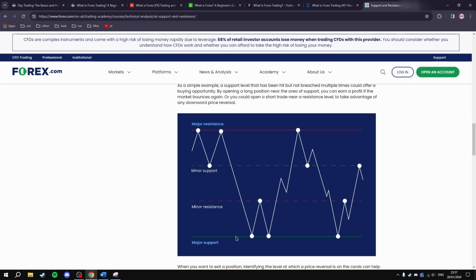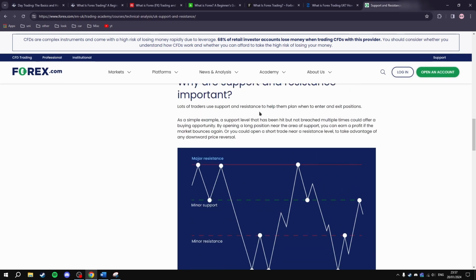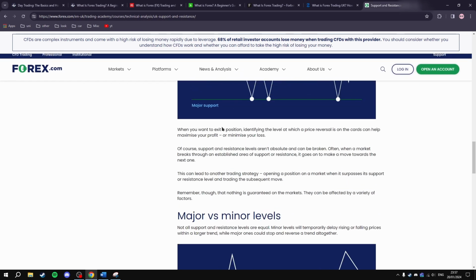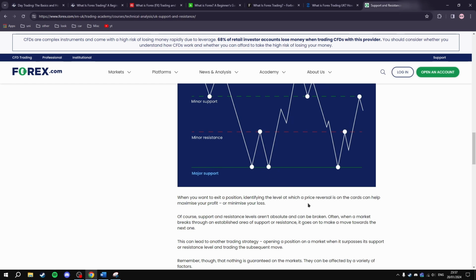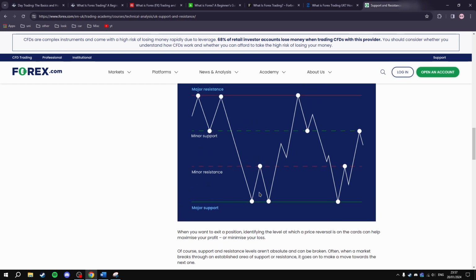And in here, if you buy it for 100, and then you can sell it here for 120, then you made a profit of 20 again. When you want to exit a position, identifying the level at which price reversal is on the cards can help you maximize your profit or minimize your loss.